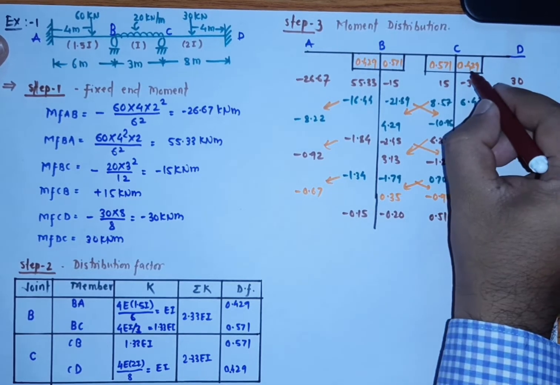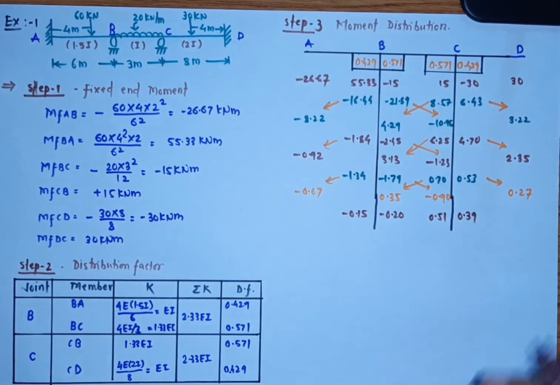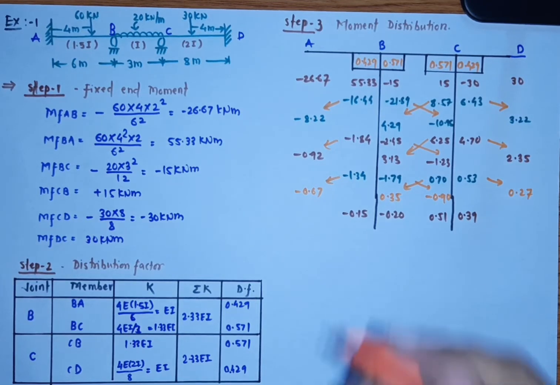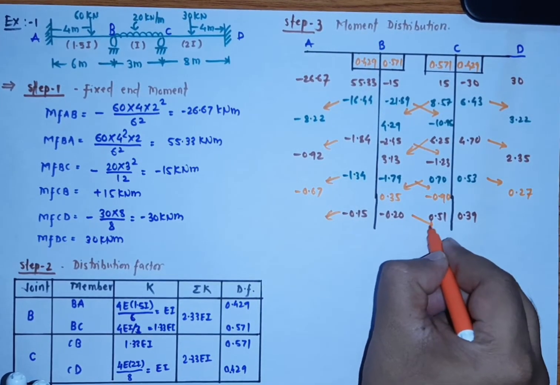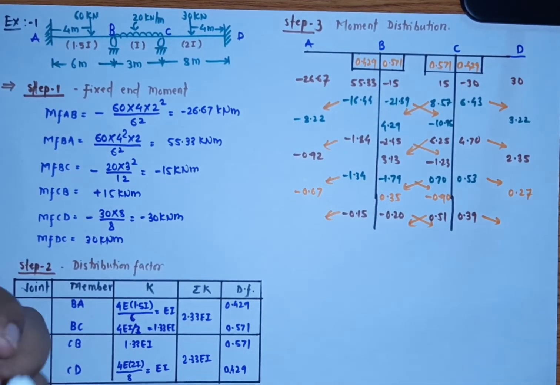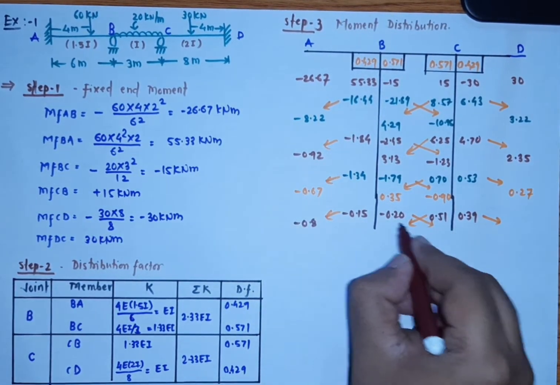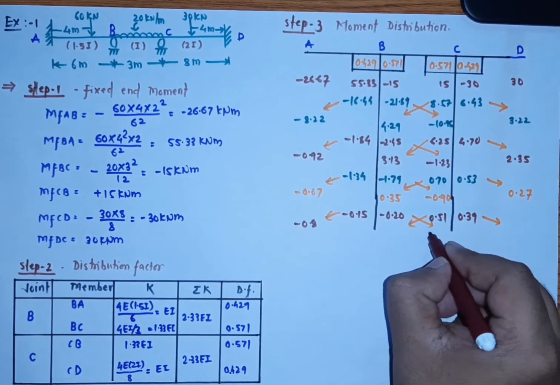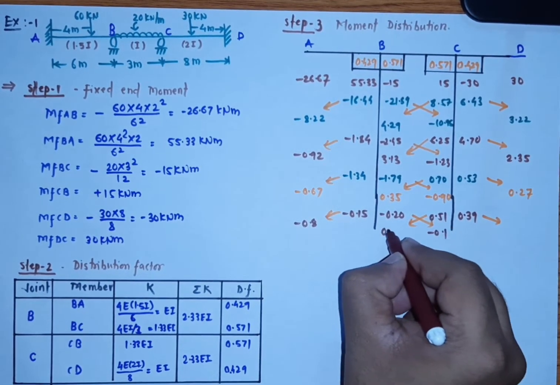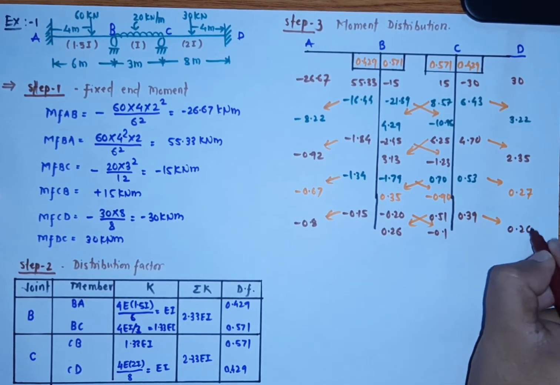0.90 multiplied by 0.429 will be 0.39. Now next we have to transfer the half moments. So half moment will be transferred to each fixed end. So ultimately we'll get an answer as 0.15 divided by 2, that is minus 0.8. 0.20 divided by 2 is minus 0.1. 0.51 divided by 2 will be 0.26. 0.39 divided by 2 will be 0.20.